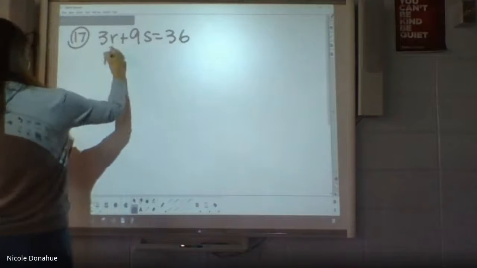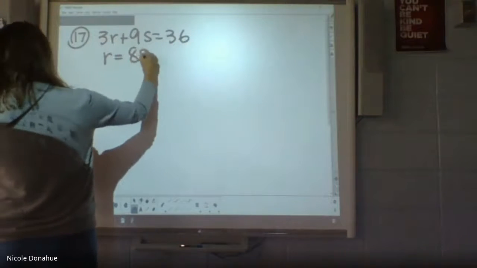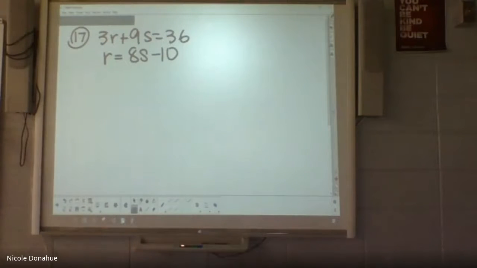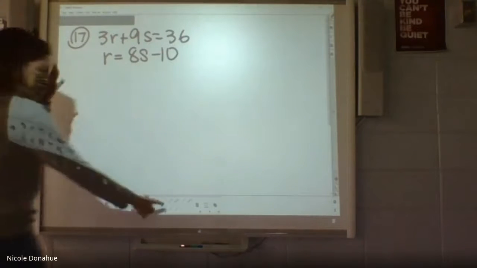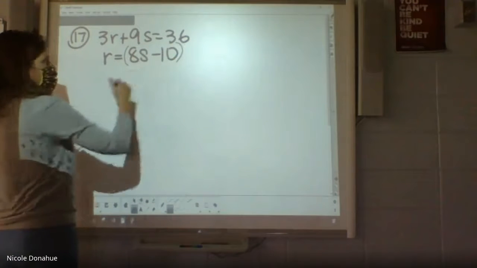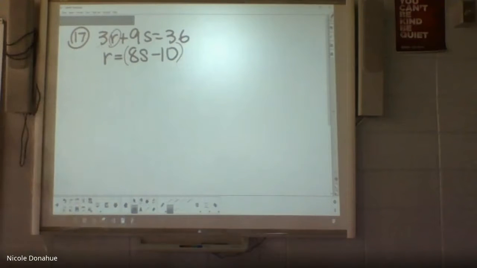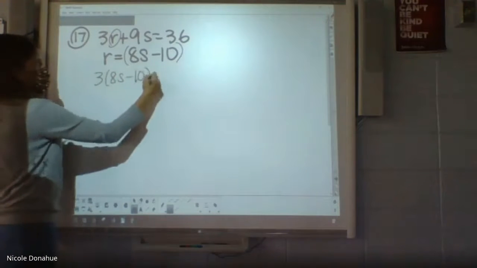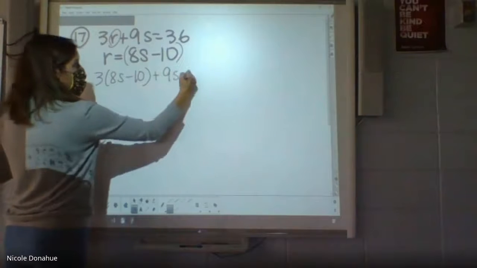Now this one is a nice one because the R is already alone for us. That makes it a lot easier. So R is alone, so that automatically tells me what I'm replacing. Now careful your S's don't turn into 5s.